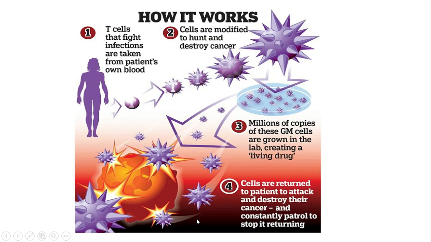Now in fact there is another way that scientists are trying to find to cure cancer. Here there are 4 steps. Normally a T cell has the function to stimulate the B cell to produce antibodies to fight pathogens, to fight the antigen. So the T cells that fight infection are taken from the patient's own blood, and in the second step the cells are modified to hunt and destroy cancer.